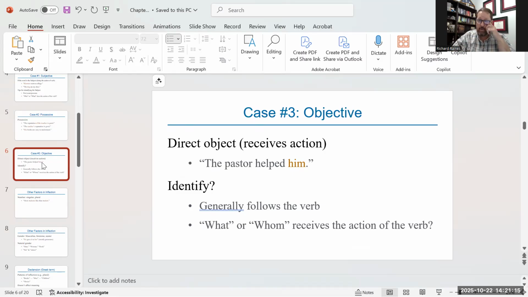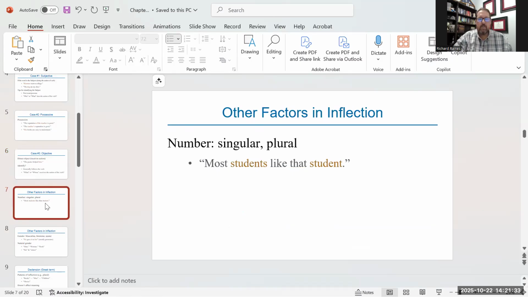And then "him" would be the direct object. Generally, the direct object follows the verb. This is the case in Greek as well. And it tells you what or whom receives the action of the verb. So we have subjective, possessive, and objective. There are some other forms that you need to think about in terms of inflection.